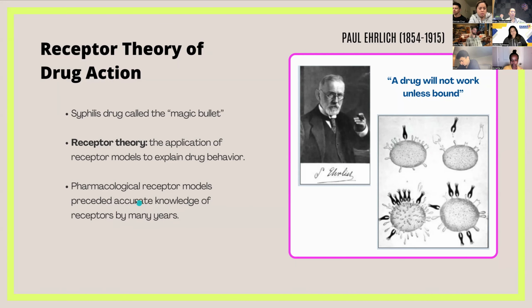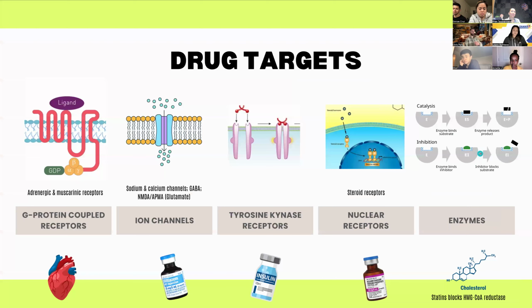And really, the models that he created, the pharmacological receptor models, predated by many years the time when we could scientifically demonstrate that this was correct. He actually did end up winning a Nobel Prize for his discovery. So the receptor theory started with this gentleman here.